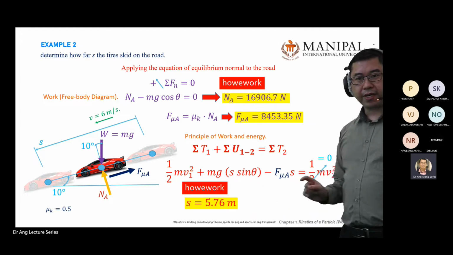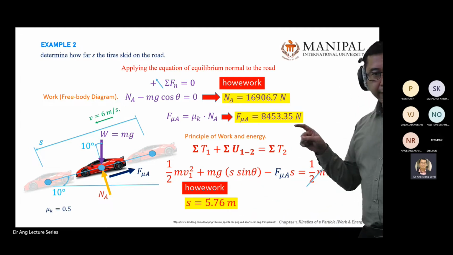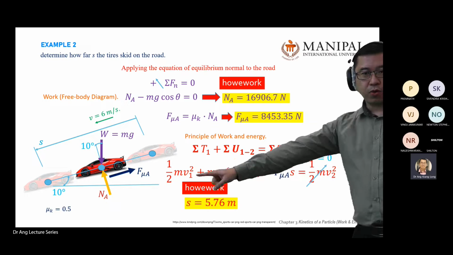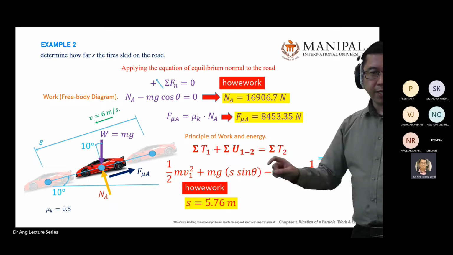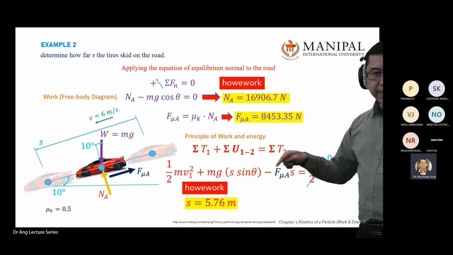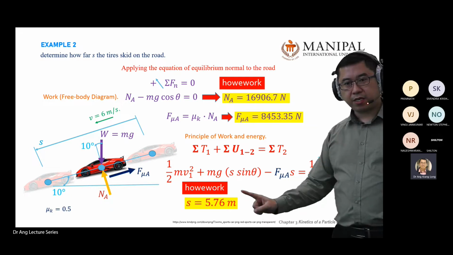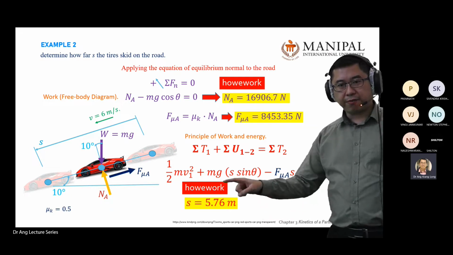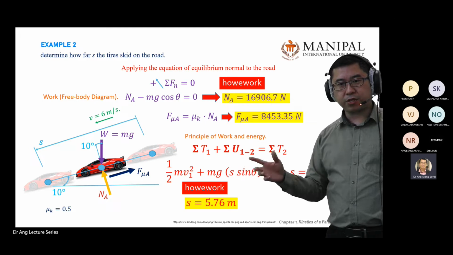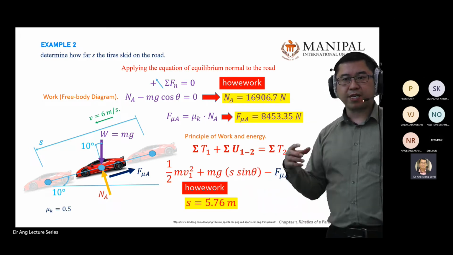Because for the work and energy equation, you only involve velocity, work done, and velocity. So here you have the M, you have the force and the displacement. The question asks you the displacement. It does not ask you about time.